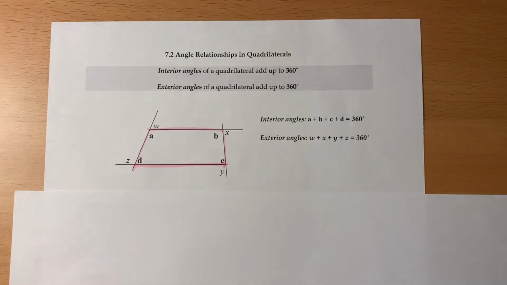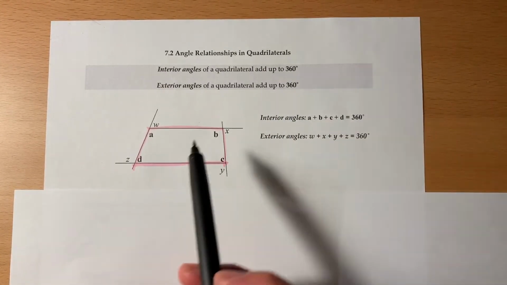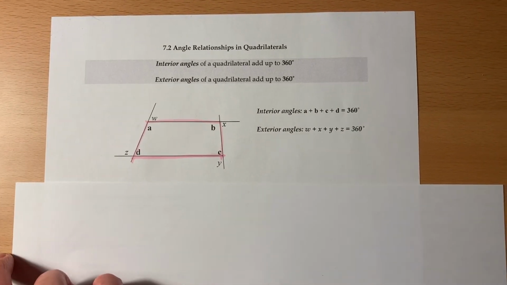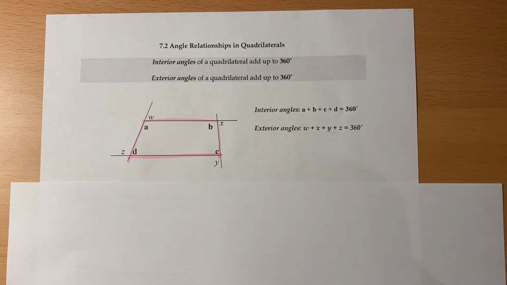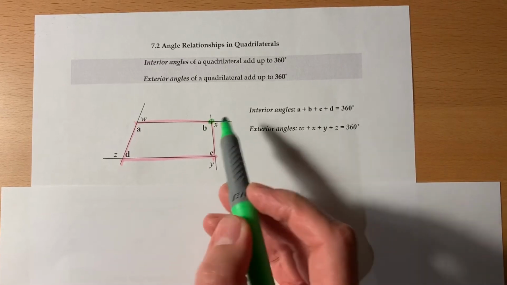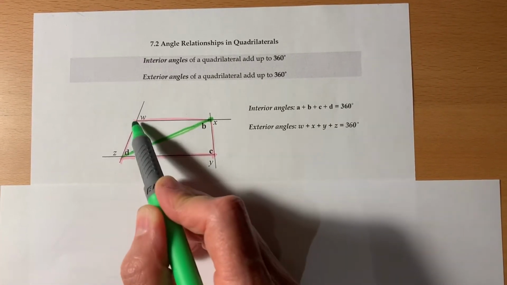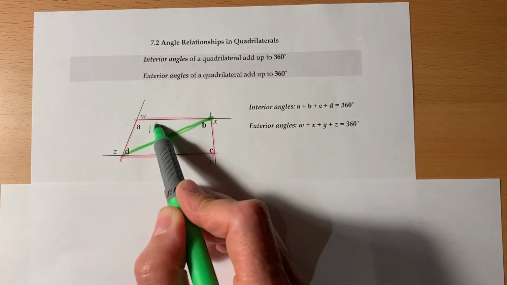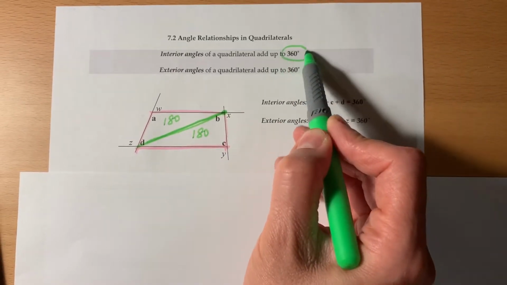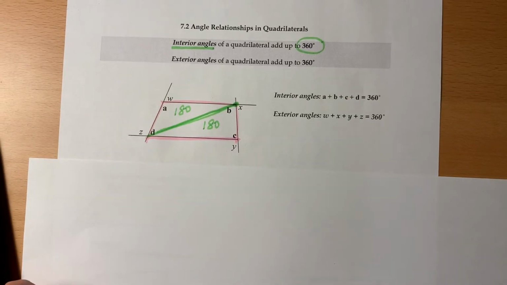The interior angles, which are the angles inside, all add to 360 degrees. So angle A, B, C, and D. One way, and we're going to look at this more tomorrow: how many triangles can I make from one vertex? I can make two of them. Each of these triangles has 180 degrees. Add them together, you get 360. So all interior angles add to 360 degrees.